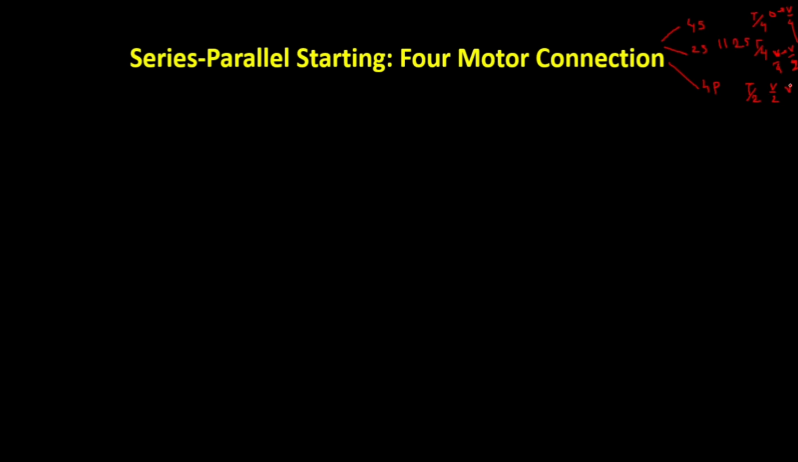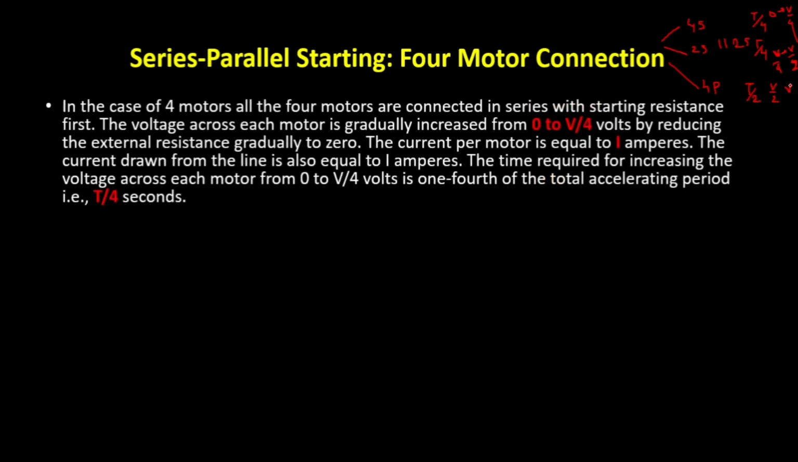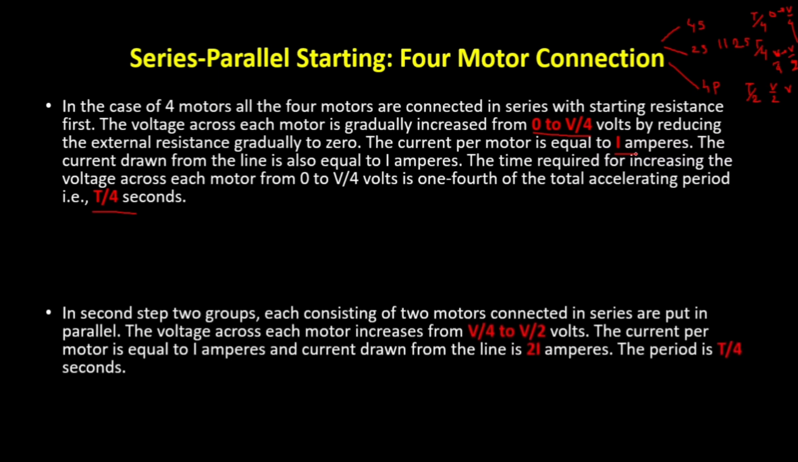So in the four motor connection you will have the corresponding result. You can split it up into three parts. Initially the voltage is increasing from 0 to V by 4 and the current will be I, because all of them are in series, so the current will be equal. And the time taken will be T by 4 seconds. So you can see I have already highlighted this. Voltage is 0 to V by 4, the current drawn from the supply is I, and the time instant is T by 4.